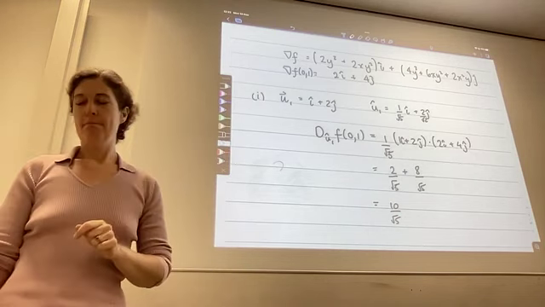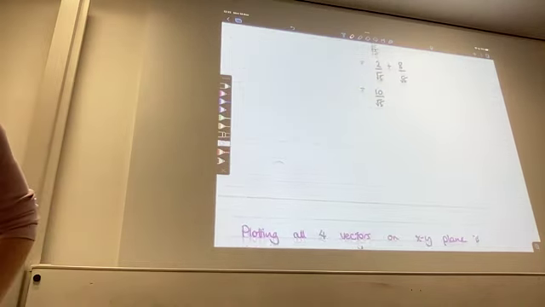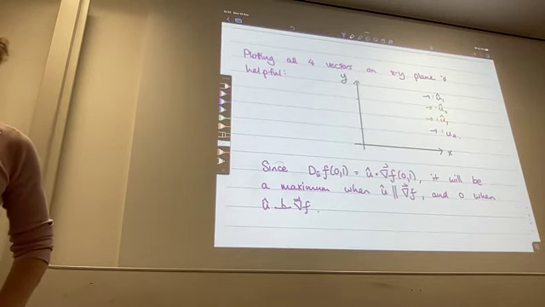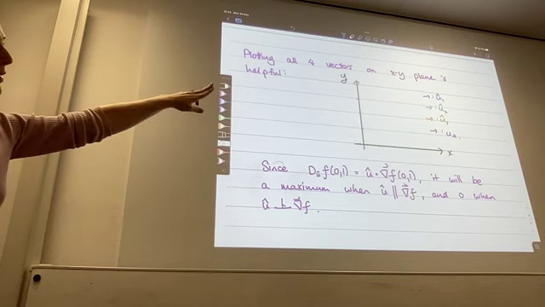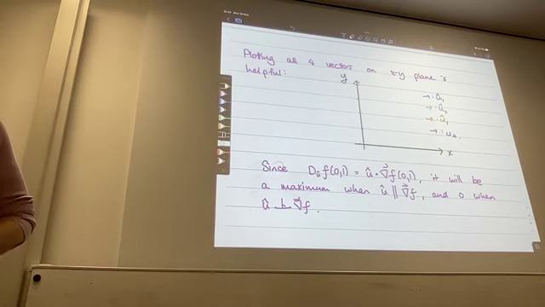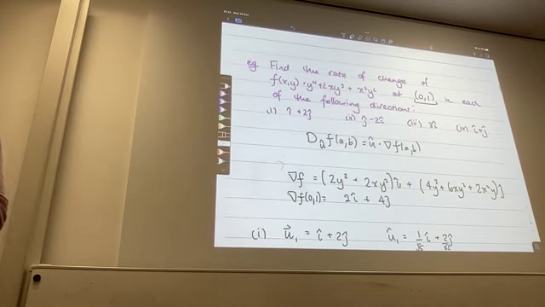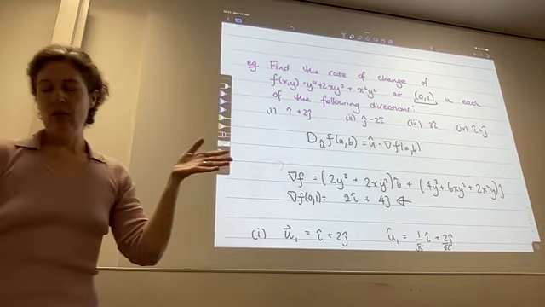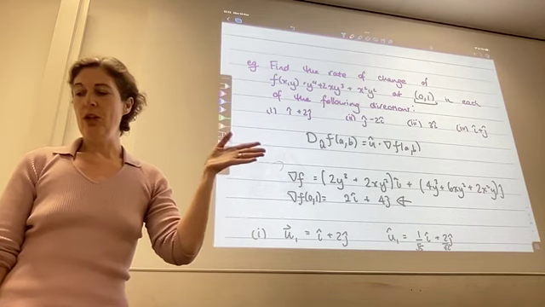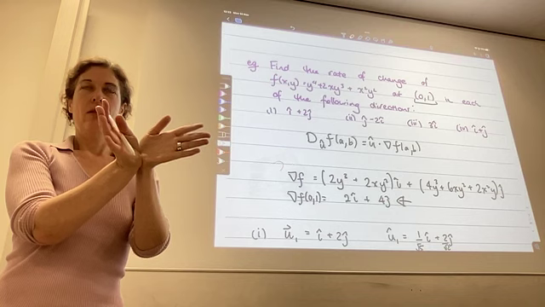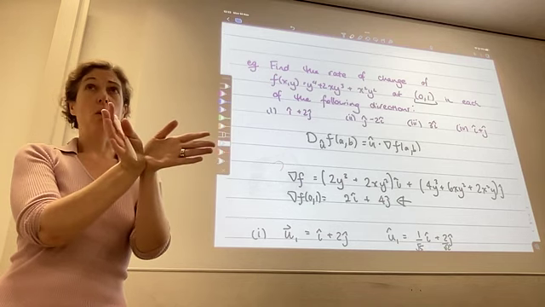So what I would recommend that you do for homework is work through the other examples, and you'll find that the situation where, so we found that our gradient is in the direction 2i + 4j. If you go perpendicular to that, then you're going to find that you don't have any change at all.